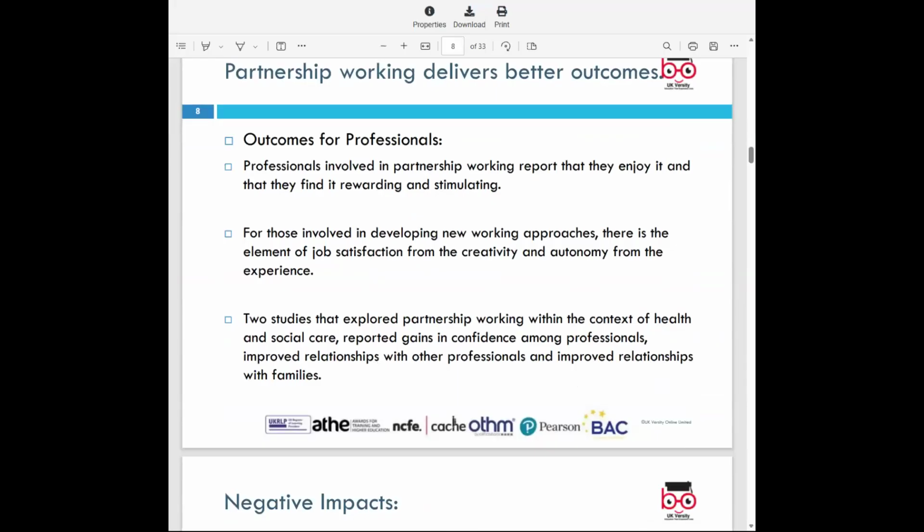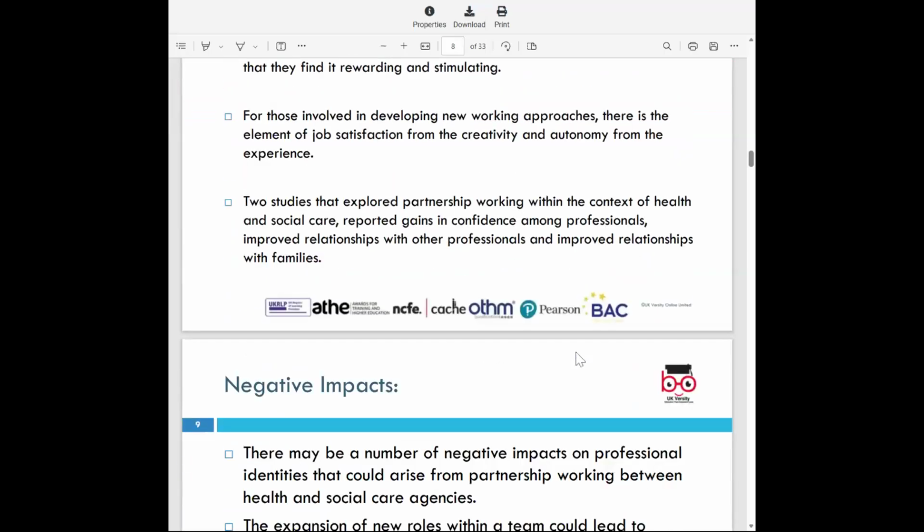Outcomes for professionals. Professionals involved in partnership working report that they enjoy it and find it rewarding. For those involved in developing new working approaches, it is an element of job satisfaction. And there are also studies to show that people gain confidence and work well.